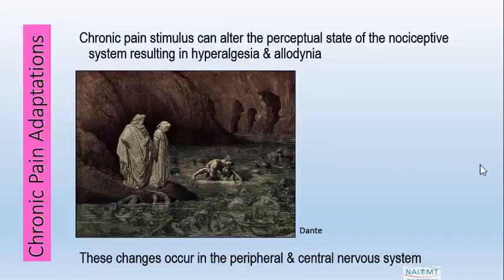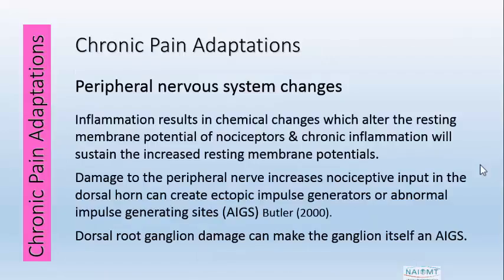In chronic pain, we see sensitization in the periphery or central nervous system and the dysfunctional states of hyperalgesia and allodynia. Chronic inflammation can be a cause of increased sensitivity in the peripheral system, or damage to a peripheral nerve can create what Butler refers to as abnormal impulse generating sites, or AIGs. And the dorsal root ganglion itself can become one of those abnormal impulse generating sites.